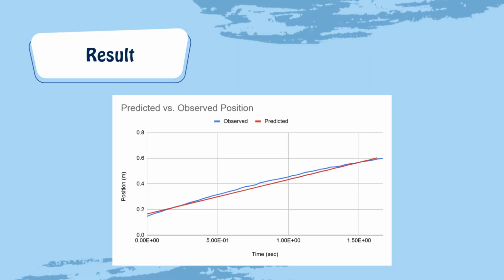And here is that predicted versus the observed position. The red line is my predicted data, and my blue line is the observed data. Since they are both linear and increasing, it does show that there was a constant velocity for both. However, they are slightly different, and I will talk about that in the discussions.